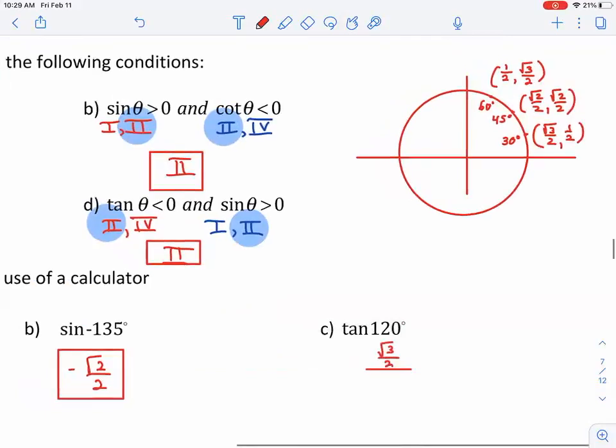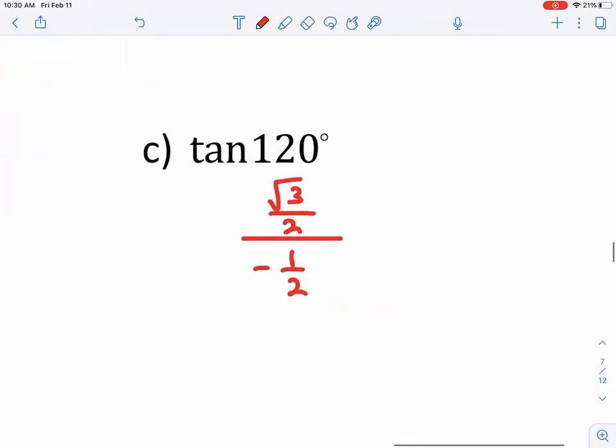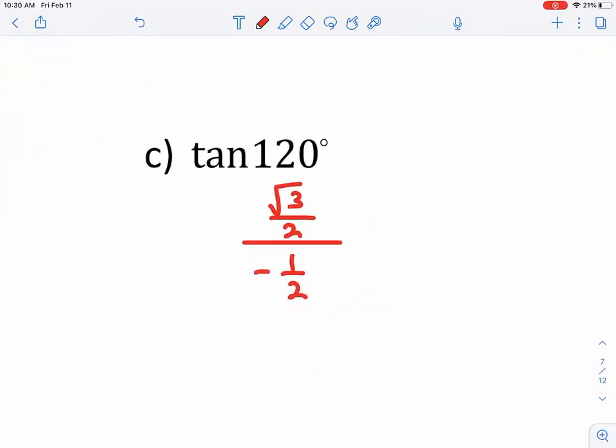Okay, and I'm again using this coordinate. But I'm in the second quadrant, so my cosine is negative. So my cosine will be -1/2. So to clean that up, remember if we're dividing by 2 and dividing by 2, we can just get rid of those. We have -√3.